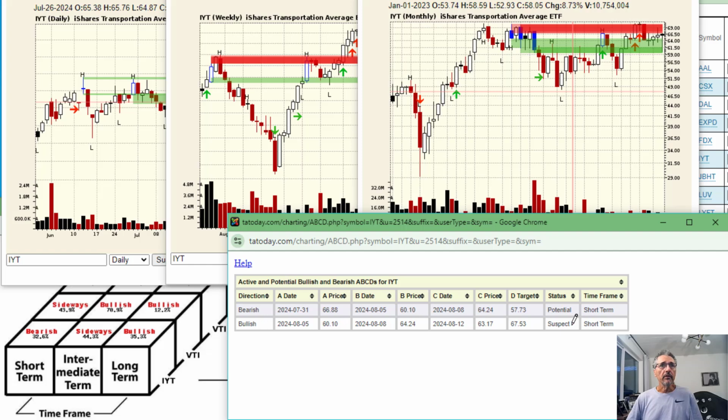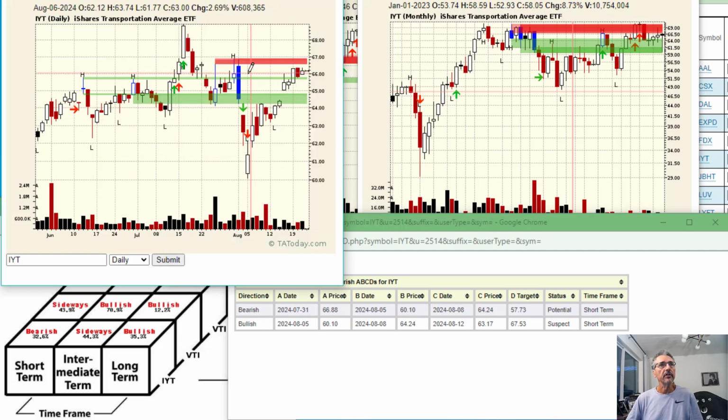You can see that here on the short term, there's a suspect and a potential. Suspect says that this thing's activated, so it's going to try to hit 67.53, and that's just under these. Actually 67.53 is just under those two, so it's almost there, and that's where it's going.